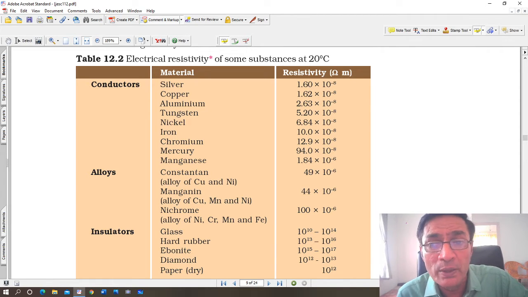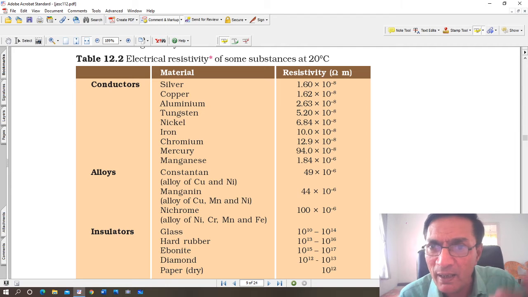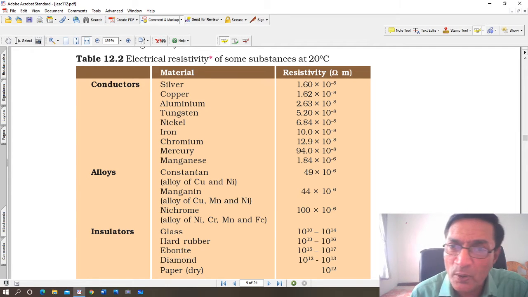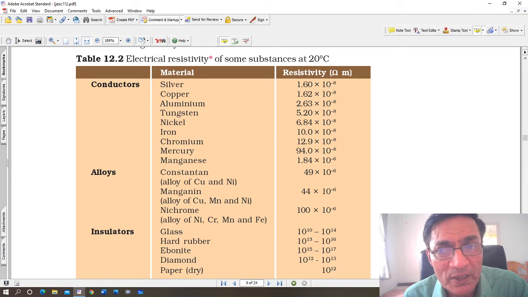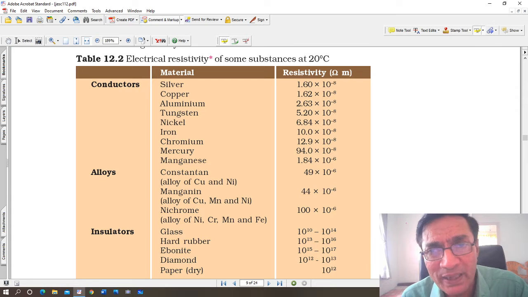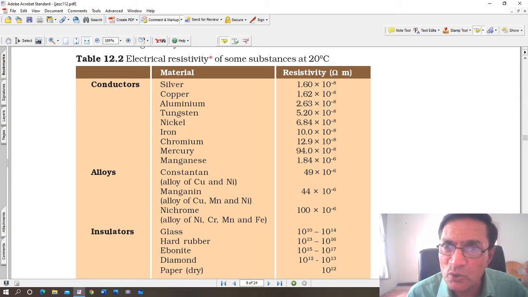Silver, copper and aluminum are extremely good conductors, but as I told you, silver is too expensive, we can't use it, so we use copper and aluminum. Slowly even copper has been phased out. If you compare copper and aluminum, copper is a much better conductor compared to aluminum, but copper and silver both being expensive, we are now switching over to aluminum everywhere.